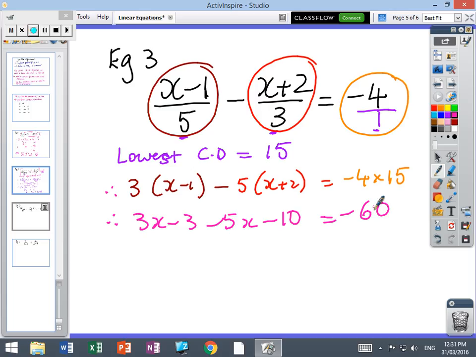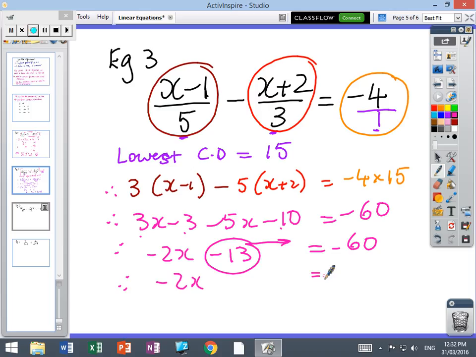And then simplify the left-hand side. So 3x minus 5x is minus 2x. Minus 3 minus 10 is minus 13. Is minus 60. So minus 2x, that has to go away. So minus 60 plus 13 is minus 47.